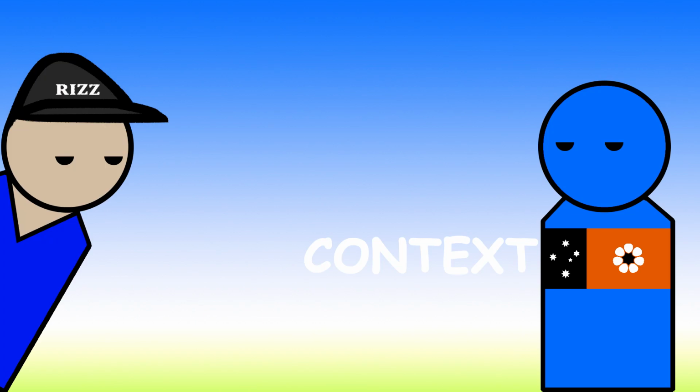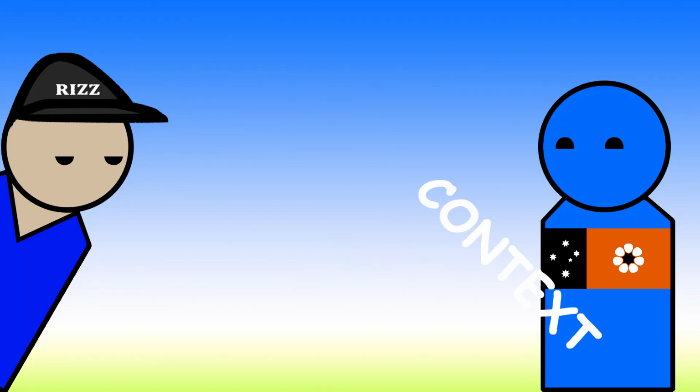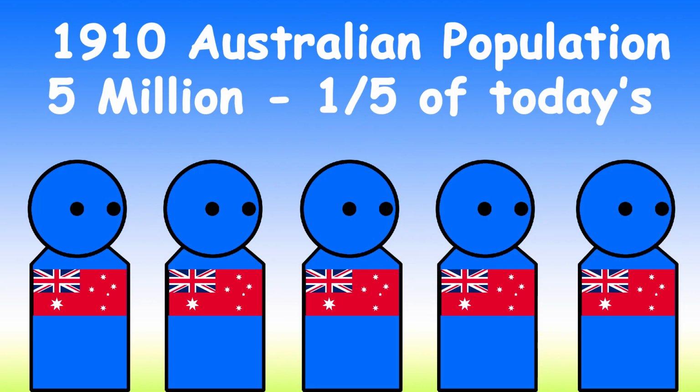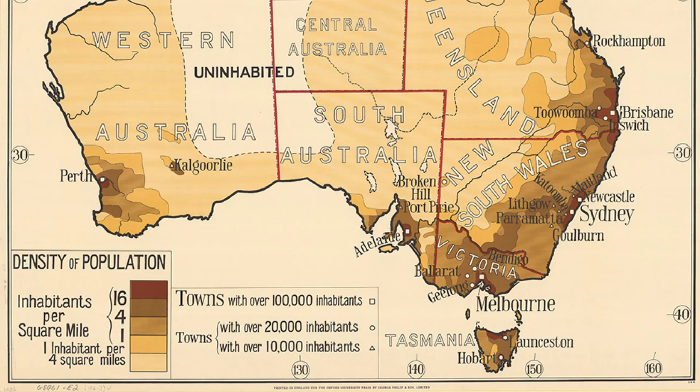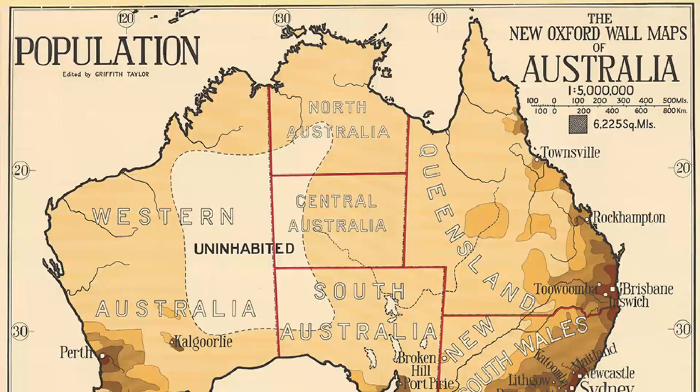Oh, you want to know why this happened? Okay, some historical context. Don't get excited. Back in the 1910s, Australia's population was about 5 million. Most of the population was living in the eastern parts of Australia and a bit in the south and southwest. The rest of the land had barely anyone living except for the wildlife.